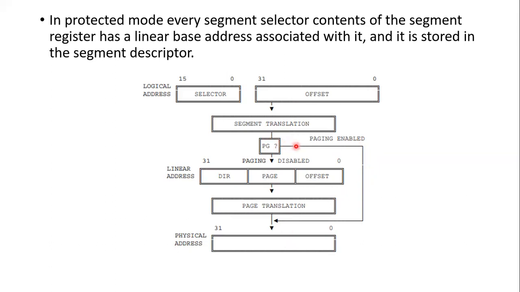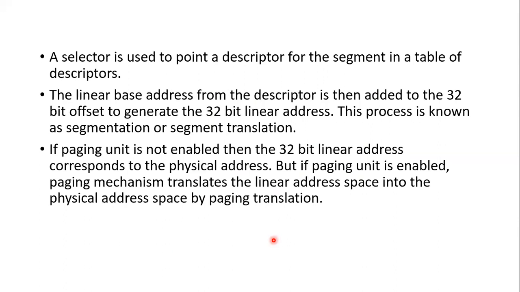Over here, if the paging unit is enabled, it will directly take the linear address from here and convert it directly to the physical address space. So this is nothing but known as paging translation. This is illustrated in this figure, and there are some terms that we will see now with respect to the description of the segmentation and paging mechanism. These are the points that I told just now.